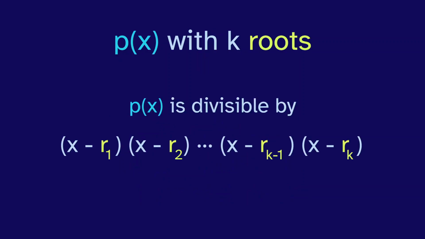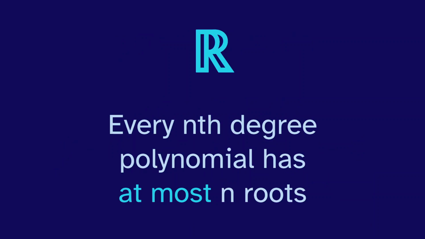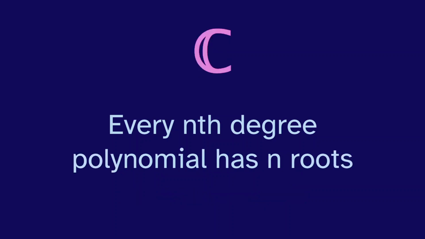Suppose we have a polynomial p that has k roots. Well, then p is divisible by this linear product using those k roots. There are k terms, so this product has degree k. And since p is divisible by this, p must have degree at least k. So k, the number of roots, can't be greater than the degree of p. If p is an nth degree polynomial, it has at most n roots. Again, within the reals, it might have less. It's only once we move up to the complex numbers that every nth degree polynomial has exactly n roots.